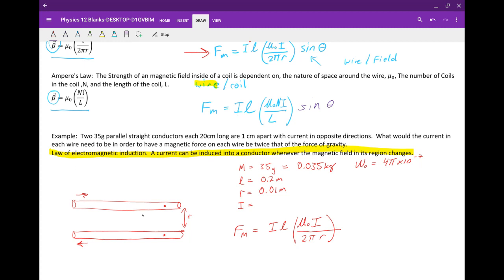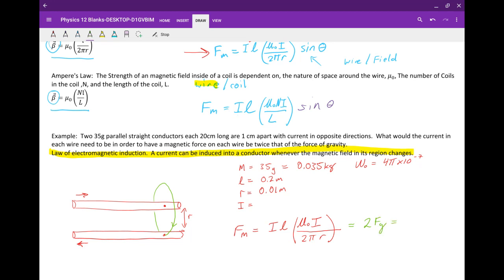So the way that you think about this is you've got one wire that's creating a magnetic field that moves around it like this, right? Think of a magnetic field coming down, going through that wire, and there we've got ourselves a magnetic field. This guy's magnetic field is here, and this guy experiences a force based on the fact that it's in that magnetic field. So the r in question is the distance between the wires, which is this value here. And we want this to equal twice the force of gravity.